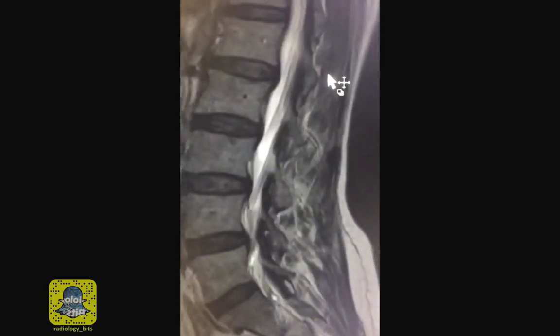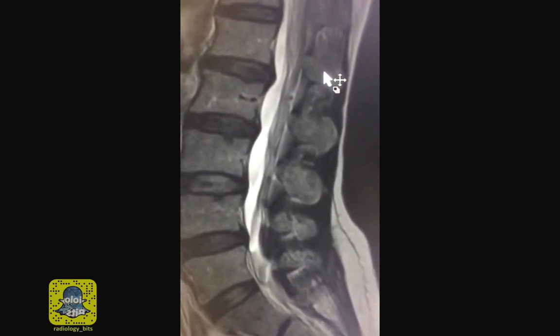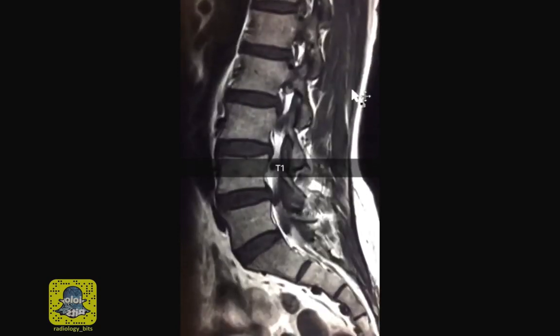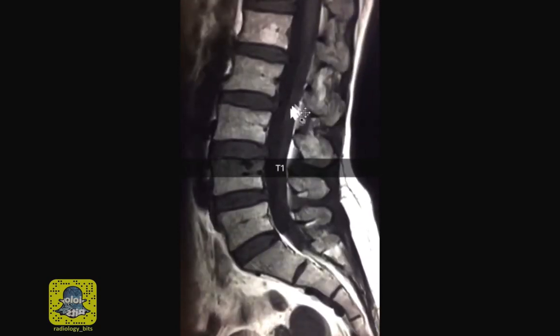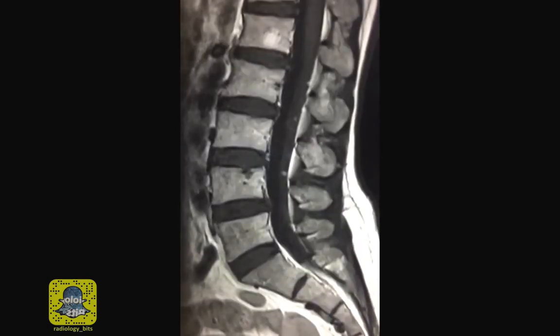Now, have you noticed any abnormality yet? I'll give you a hint. The roots should be smooth and linear. For sake of completion, I'll show you the T1, which doesn't add much. You cannot see any obvious abnormality. So let's go to the T1 with contrast.